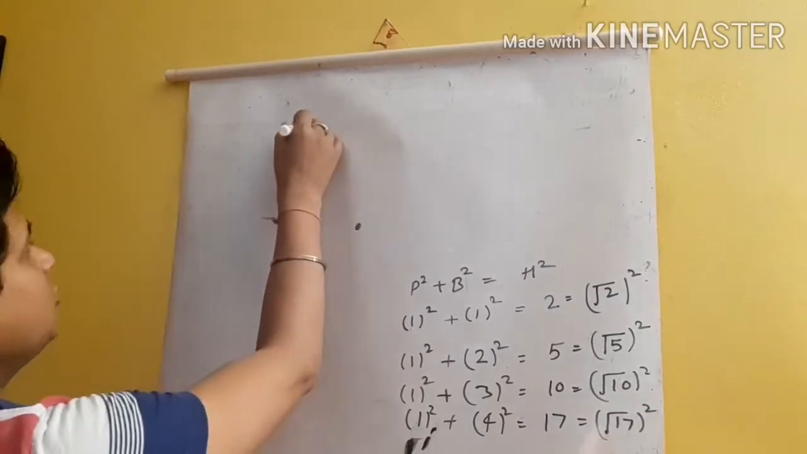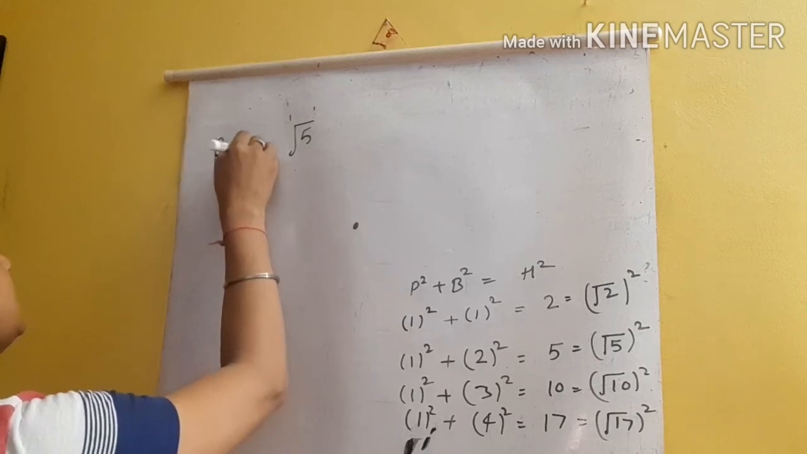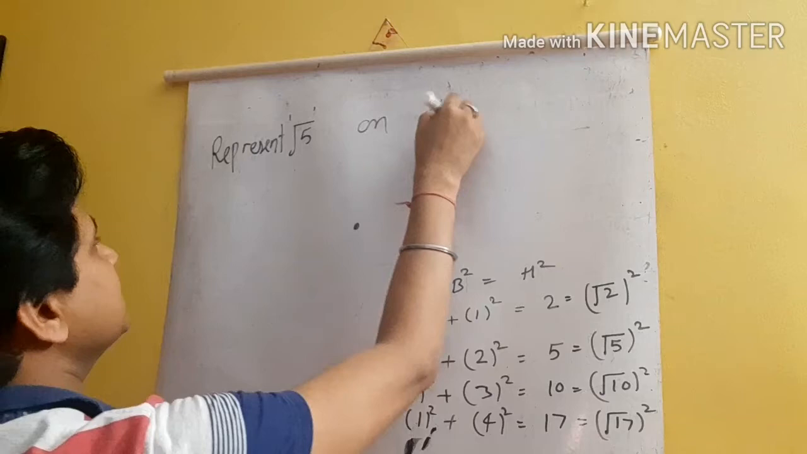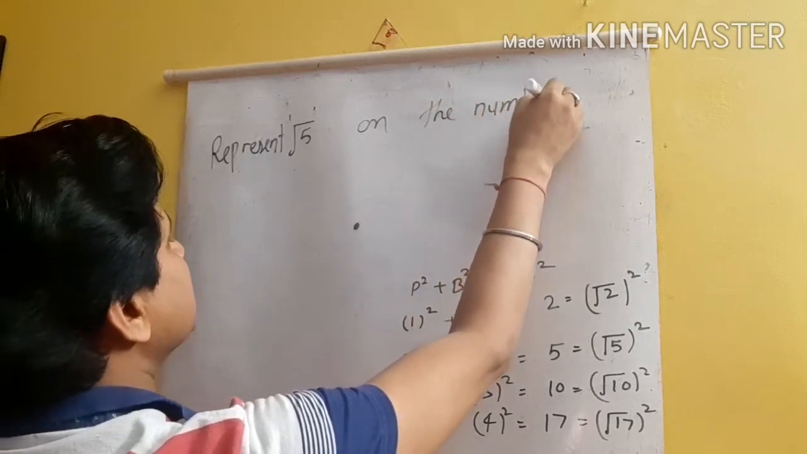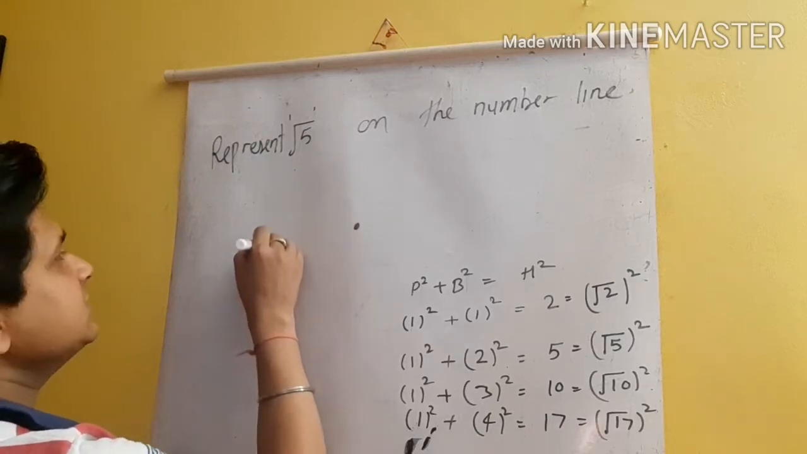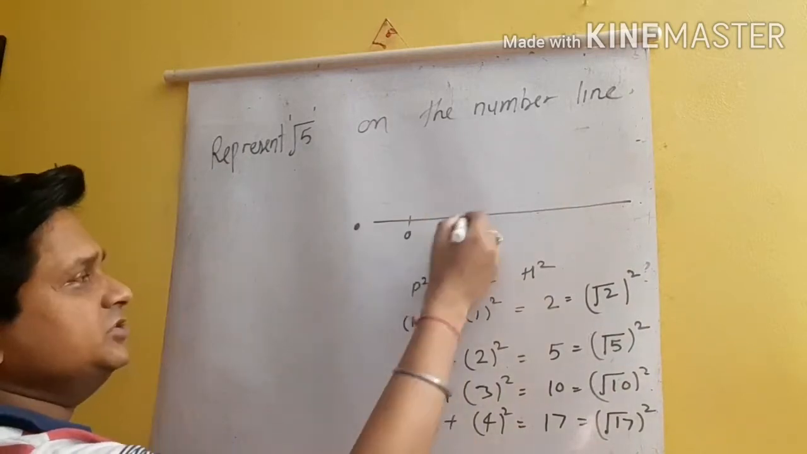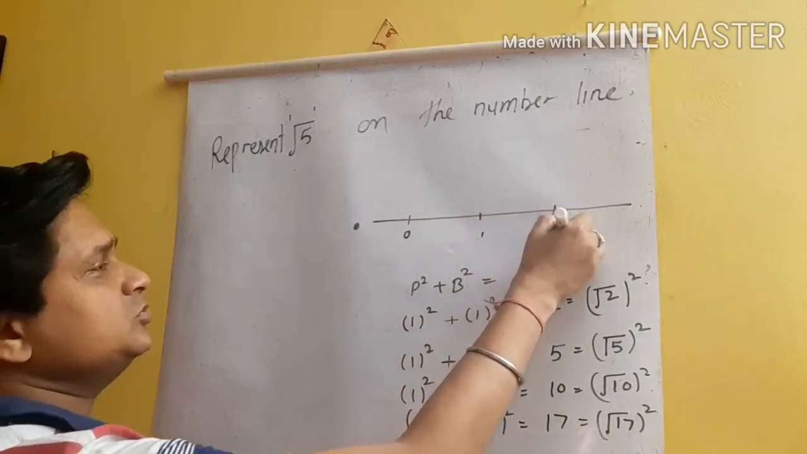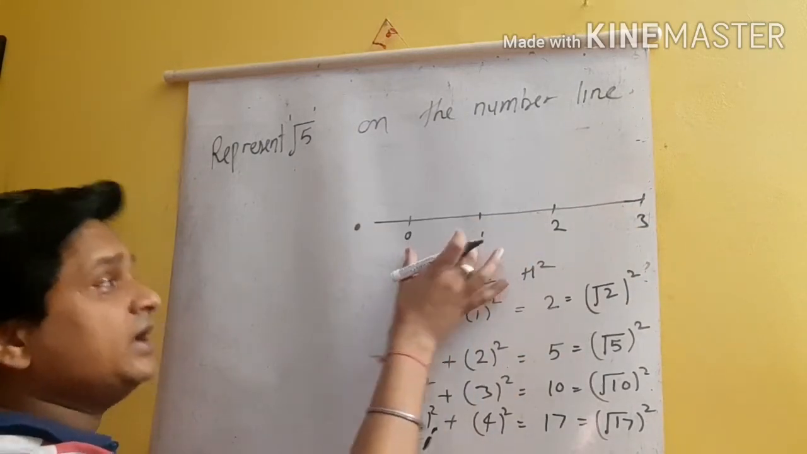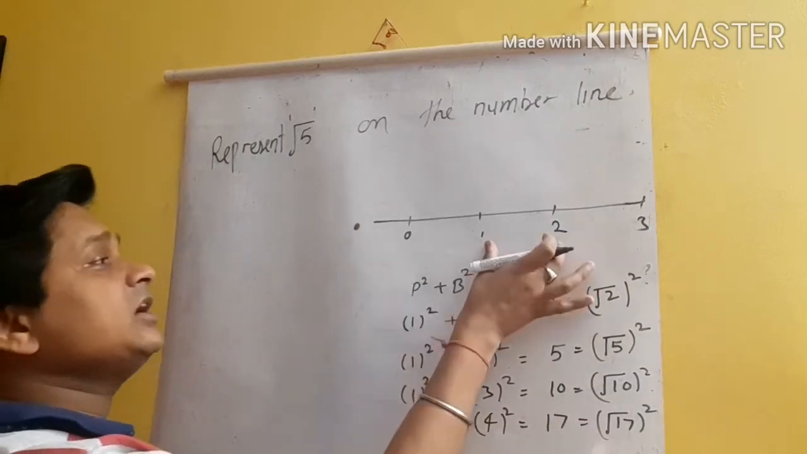Now I am going to tell how to represent root 5 on the number line. Let's see how you will do it. Again you will do the same thing. You will draw a line, and you will mark 0, 1, 2, 3 at equal distance. This will be considered as 1 unit. This is next 1 unit. This is next 1 unit. But you will always take it at equal distance only.